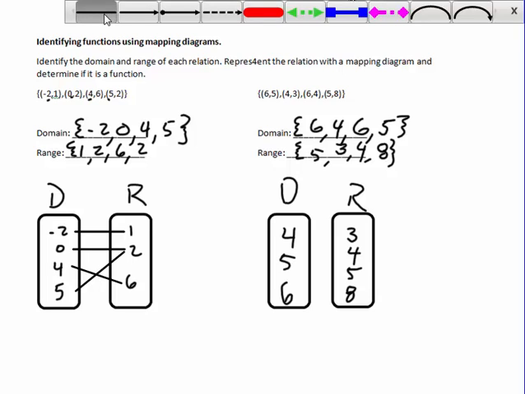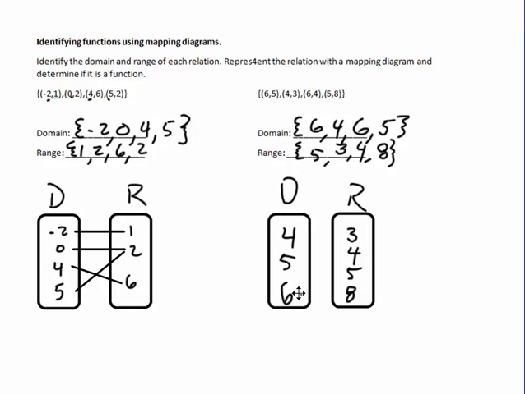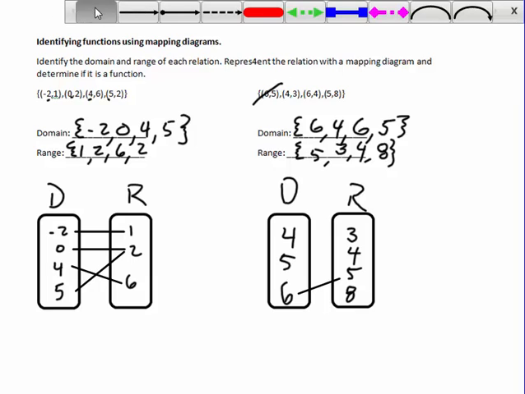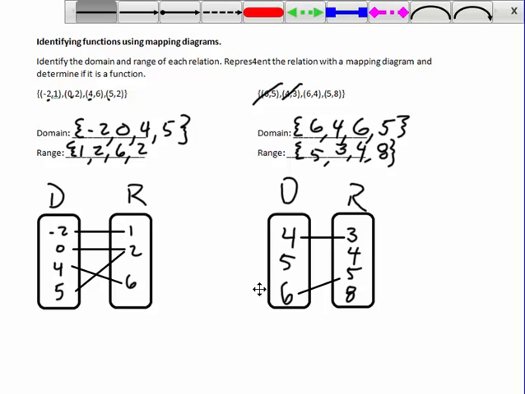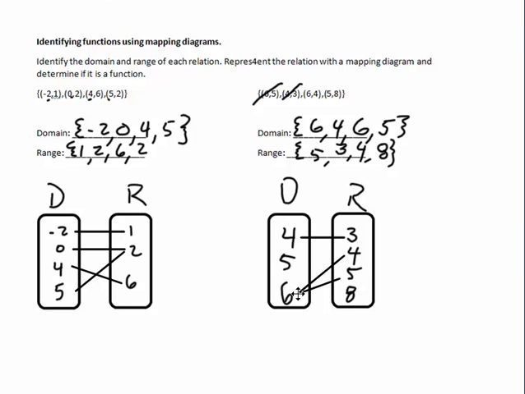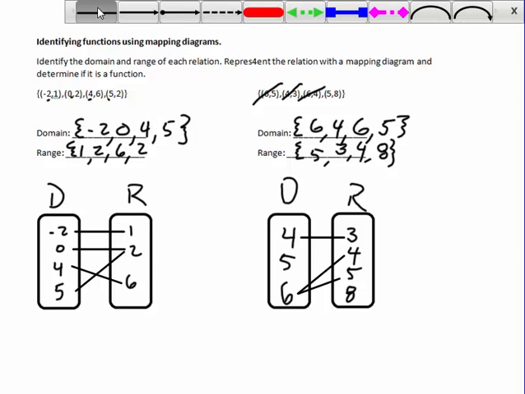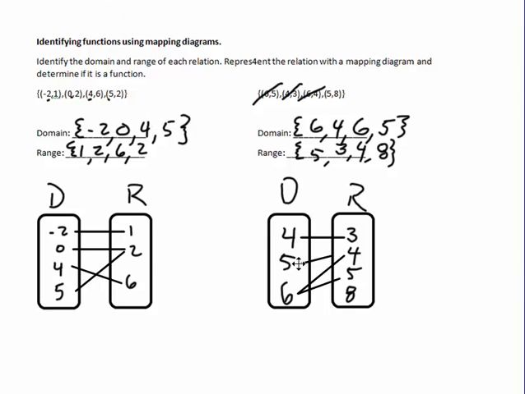And now we're just going to map them over. 6 goes to 5, so this 6 goes to that 5. So I don't need to worry about it anymore. And the next one, 4 goes to 3, so that 4 goes to that 3. I don't need to worry about it anymore. And 6 goes to 4. So 6 goes to 4, like that. So that one's off the board. And 5 goes to 8. 5 goes to 8.